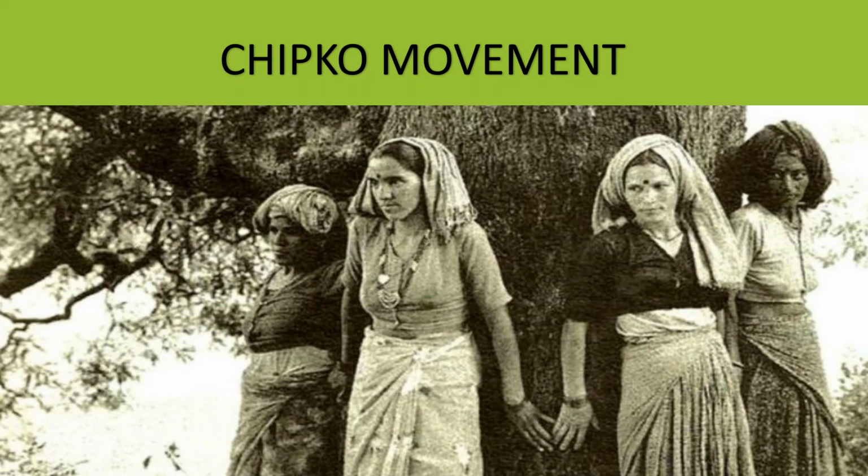Now, where did the movement originate? See, this movement started in the Himalayan region of Uttarakhand, which at that point of time was a part of Uttar Pradesh. As we all know, Uttarakhand has been bifurcated from Uttar Pradesh. So at the time when this movement took place, Uttarakhand was part of Uttar Pradesh. And this movement was held in 1973. After that it quickly spread throughout the Himalayan regions.